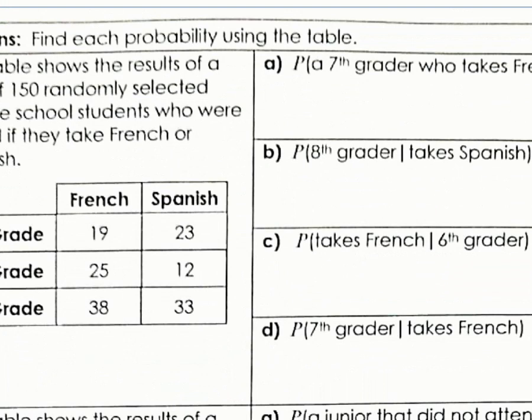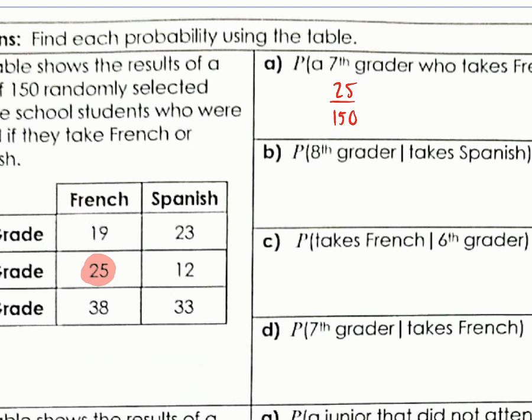Look at A here. Does this say a 7th grader given that they take French? No, it just wants you to find the probability of a 7th grader who takes French. So how many people are 7th grade and take French? You have 25. Out of who? Out of all students. 150. So it's 25 out of 150.